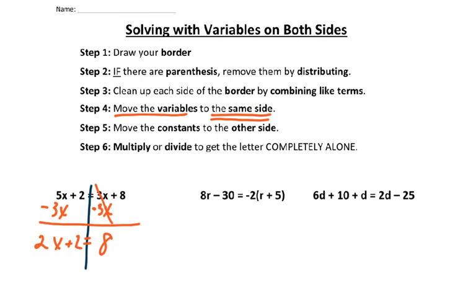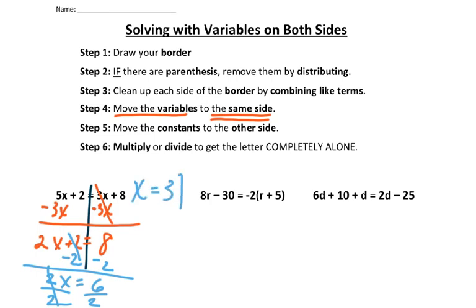Now we have a very easy two-step equation. It looks the same as what you did last week. So I move my constant by subtracting 2. 2x equals 6. I get x by itself by dividing. So that leaves me with x equals 3.